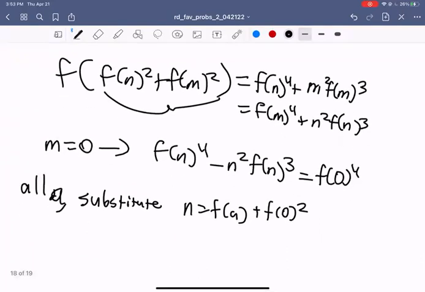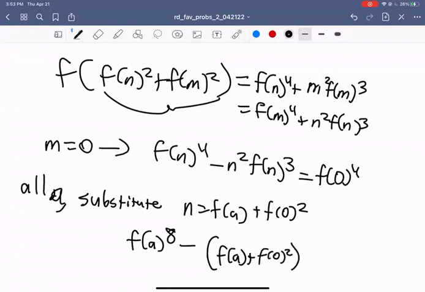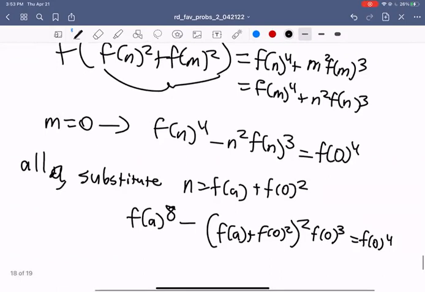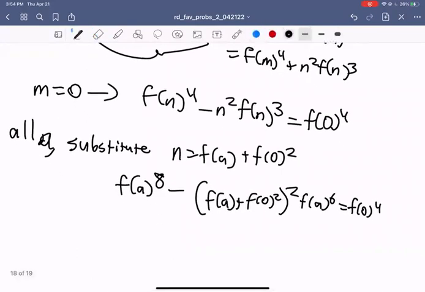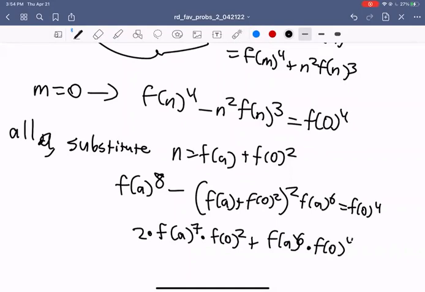This gives that f(a)^8 minus f(a) plus f(0)^2 times f(0)^3 is equal to f(0)^4. No, this is f(a)^6. And when we reduce this, we get f(a)^7 times 2 times f(0)^2 plus f(a)^6 times f(0)^4 plus f(0)^4 is equal to 0.